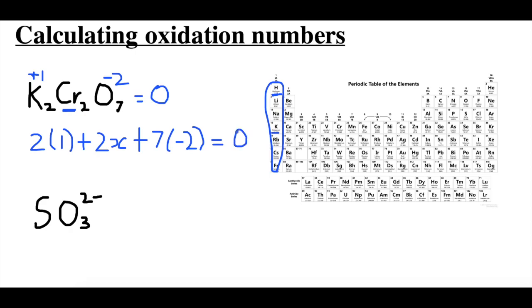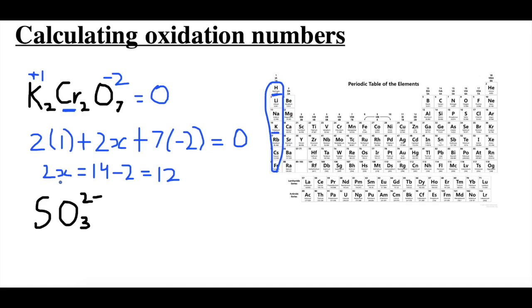So let's do our calculations. So 2x equals, so 2 times -2 times 7 is -14. We move it to the other side, it becomes positive. 2 times 1 is 2, move it to the other side, it becomes negative. And this is equal to 12.